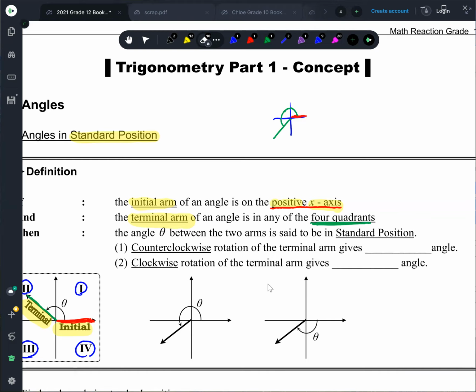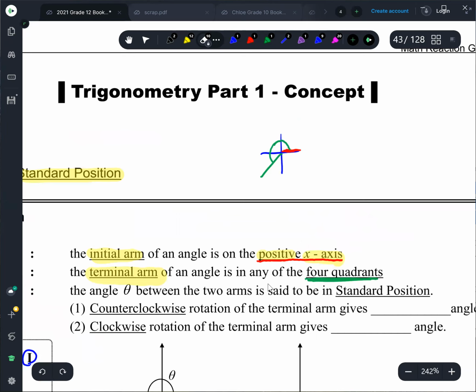Which one? The one on the top. The green one. Evan? I'm not quite sure. Okay.